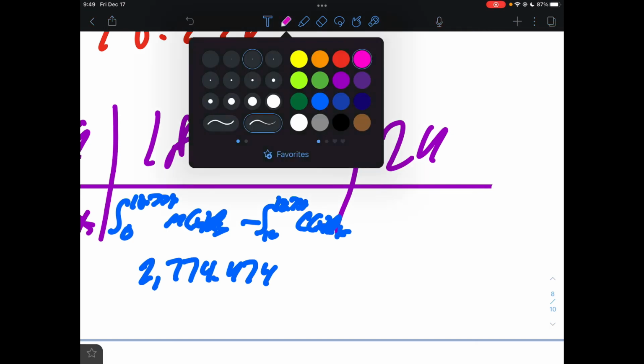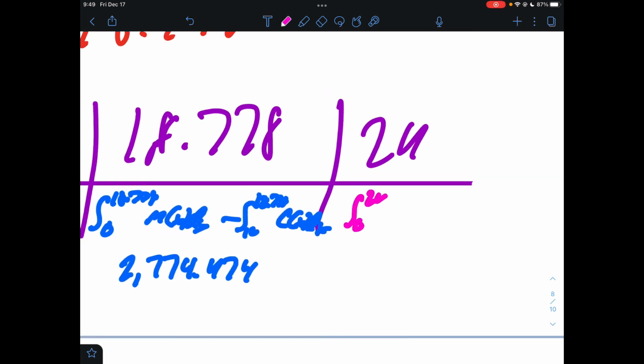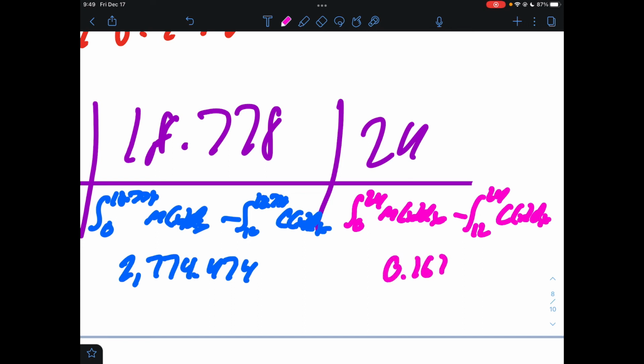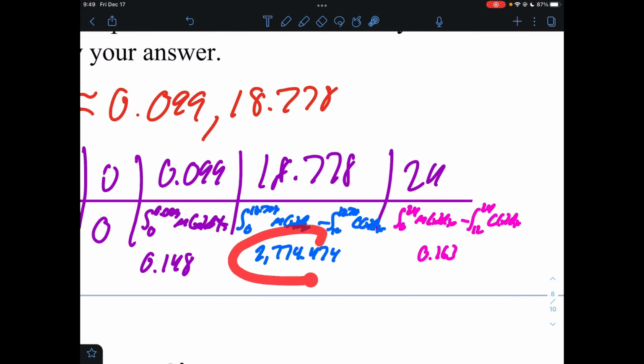All right, and then finally for 24, same thing. We're going to do the integral from 0 to 24 of m of x dx minus the integral from 12 to 24 of c of x dx. Do that on your home screen. You should get about 0.163, which is definitely not our maximum. So our maximum is right here.